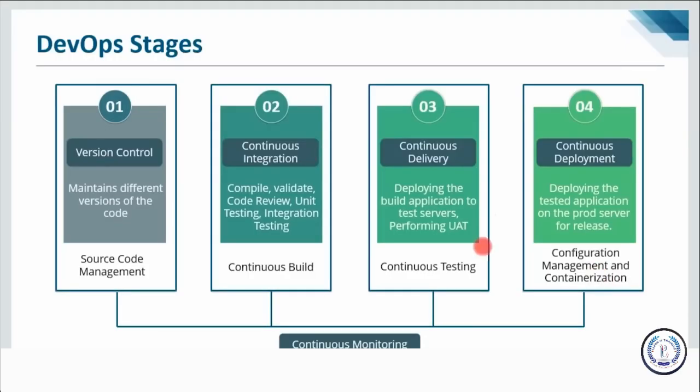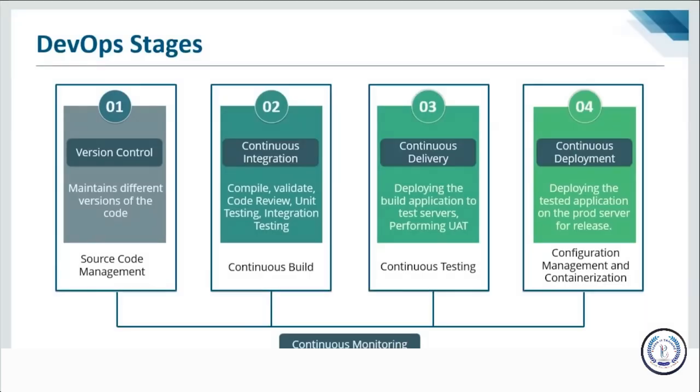After continuous delivery, we can go ahead and manually use configuration management tools like Puppet, Chef, Ansible, and SaltStack, or we can even use Docker for a similar purpose, and then deploy it onto the prod servers for release. Once the application is live, it is continuously monitored by tools like Nagios or Splunk, which will provide the relevant feedback to the concerned teams. So these are the various stages involved in DevOps.